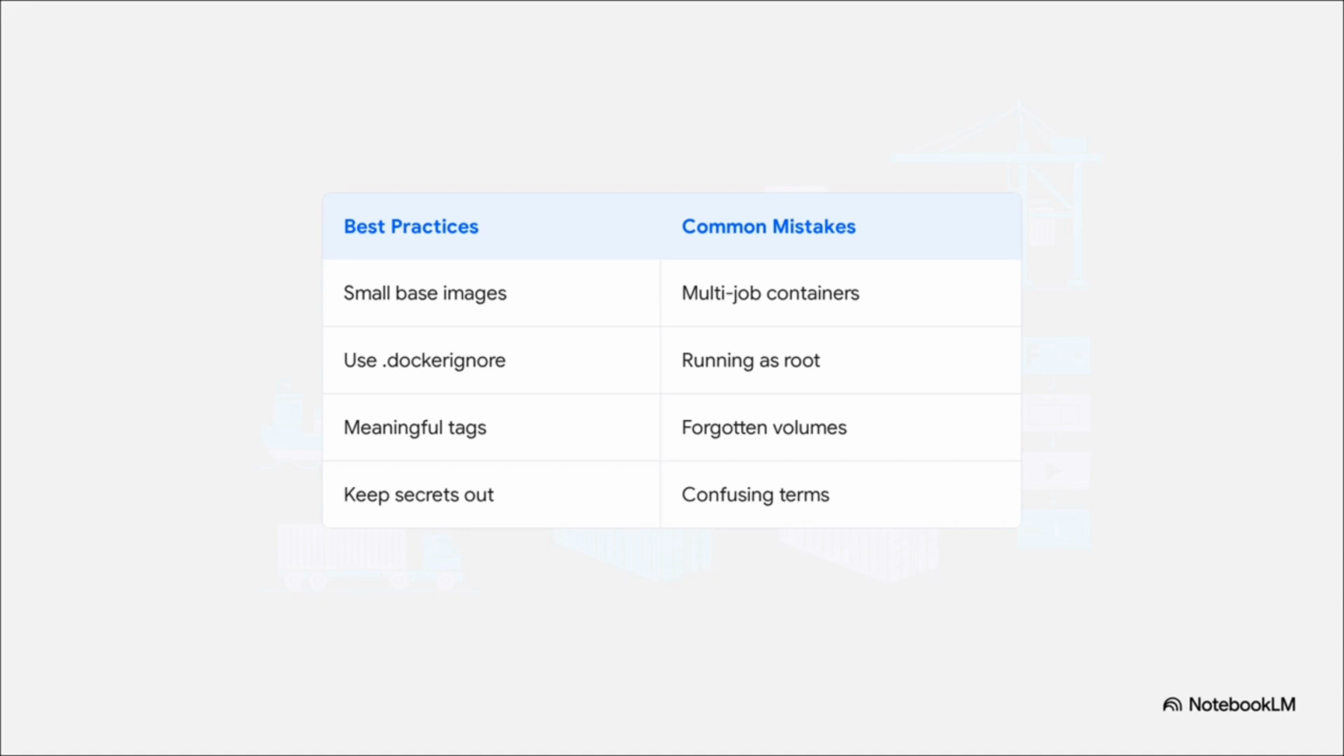Now for common mistakes to avoid, don't treat a container like a virtual machine. Don't go cramming a database, a web server, and a background worker all into one container. Generally speaking, one container should do one job. Also, never forget that any changes made inside a running container just disappear once that container is removed. If you want to keep that data, you have to use volumes.